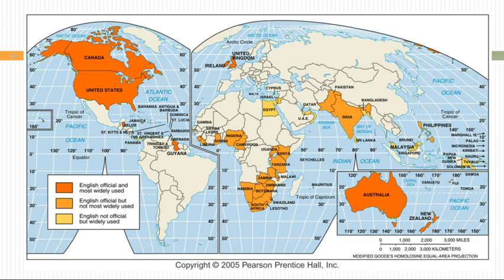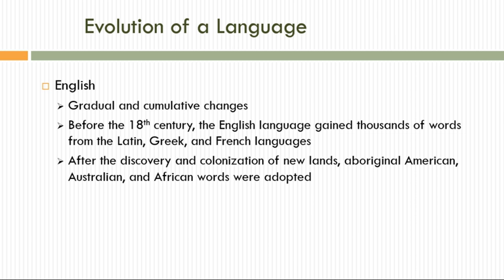Okay, and then here's just an example of where English is official and most widely used, places where it's not official but widely used, and places where it is official but no one uses it. Okay, so what about the evolution of a language? I think English is a very good example of this. First of all, there are gradual changes and they are cumulative, right?